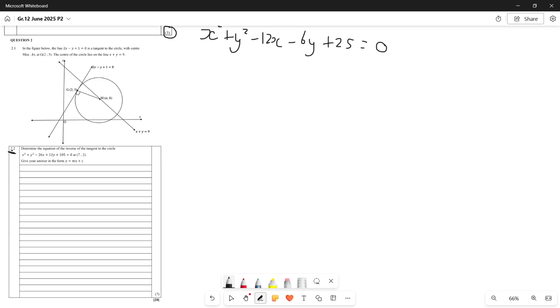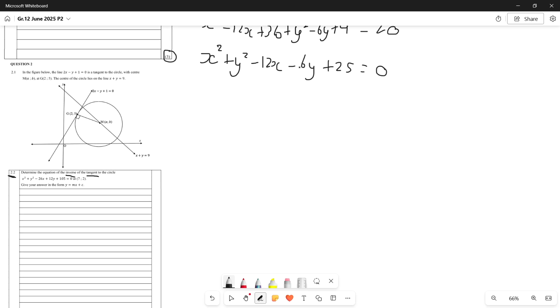And then question 2.2 over here, it says determine the equation of the tangent to the circle x squared plus y squared minus 26x plus 12y plus 105 equals 0 at (7, 2). This is not the same circle. This is a different circle now. This is the equation for our previous circle, and they had different values in terms of x, y, and the e value, the value without any x and y. So this new circle with its own equation intercepts at (7, 2). Okay, so that is the point on the circle.